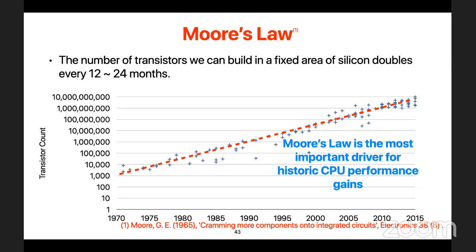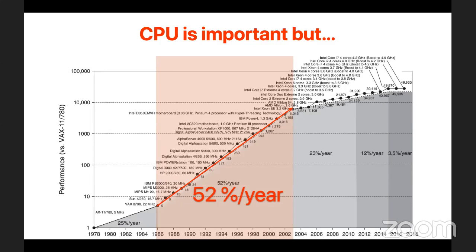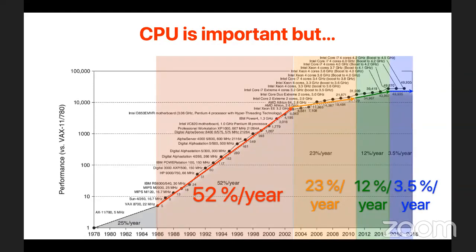Even though for now we are still able to cram more circuits within the same area, in the past, every time Intel or AMD had a new generation of processor, we were supposed to get better performance generation by generation. But right now, we do get performance improvement, but it's only about 10 to 20%. In the past, before the 21st century, we could get about 52% improvement on average. After that, 23%, then early in the decade about 12%. However, recently it's only about 3.5% per year.